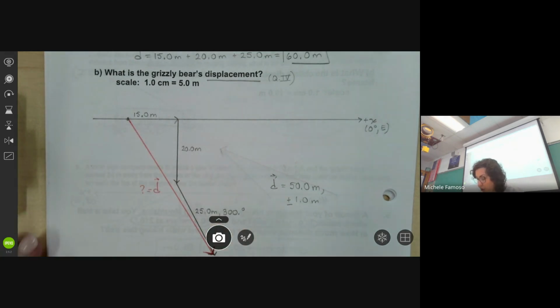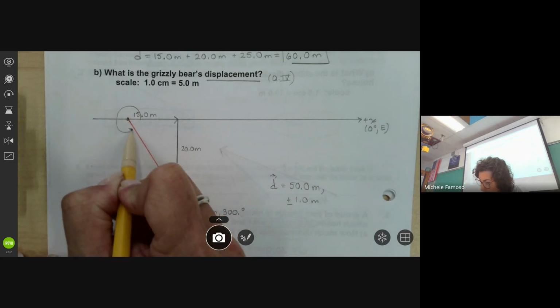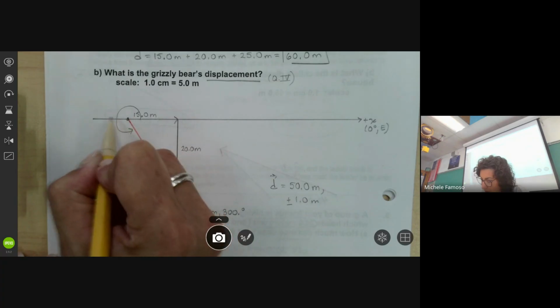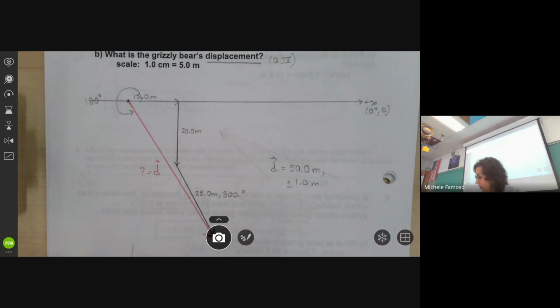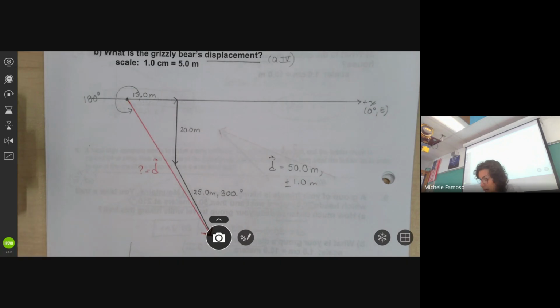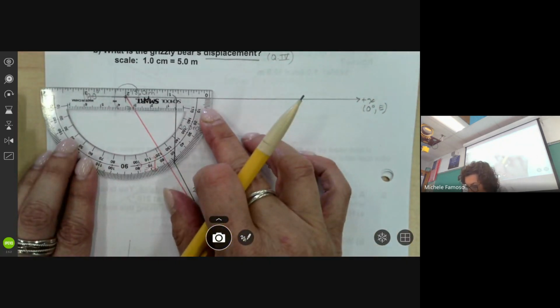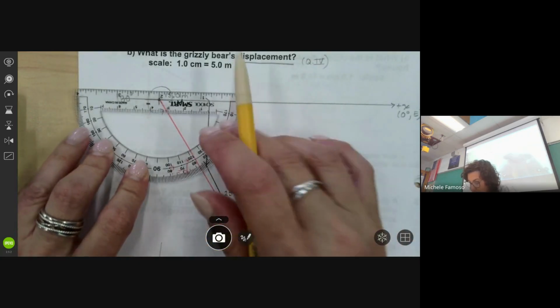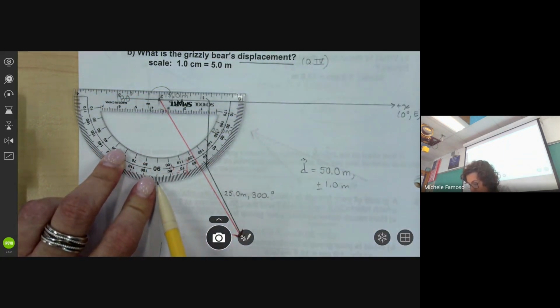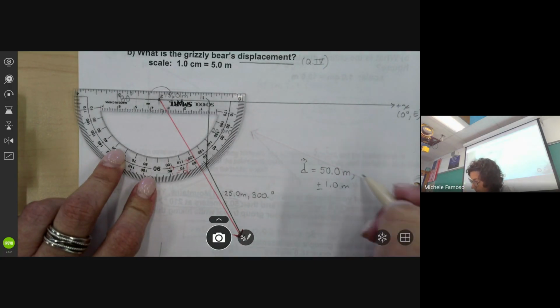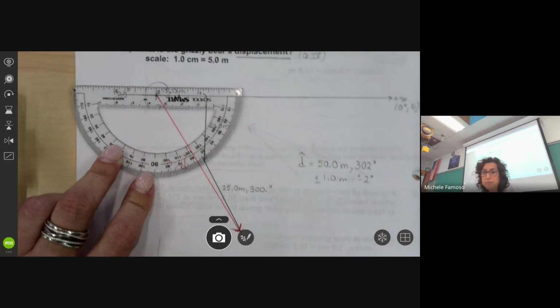Now we're going to measure the direction. We have to go all the way around like this. Remember, from here to here is 180 degrees. So I'm going to turn my protractor upside down to just measure from the 180. How much is left? So if this is 180, 190, this gets me all the way to 270, 280, 290, 300. I'm getting 302 degrees. You're going to be given 2 degrees on that.